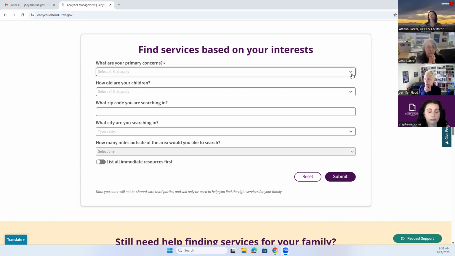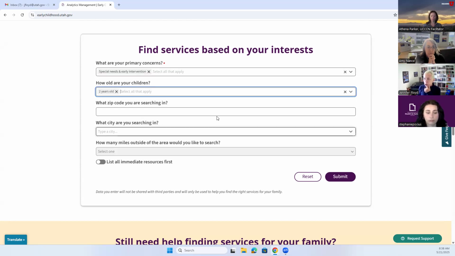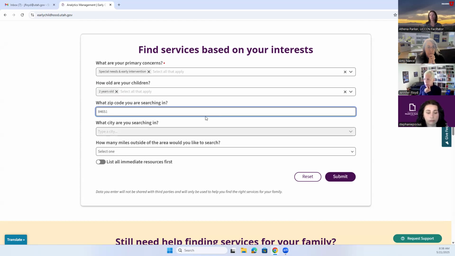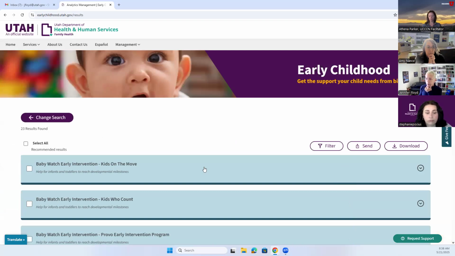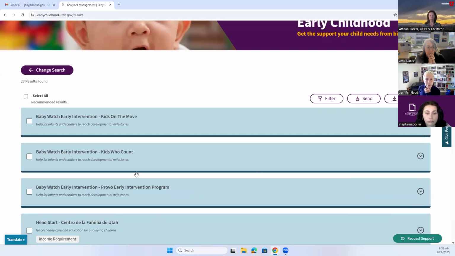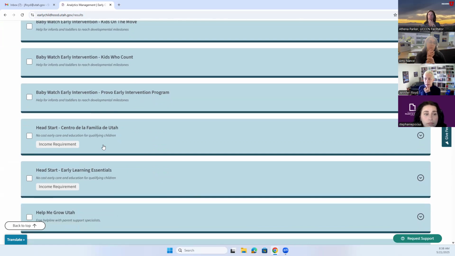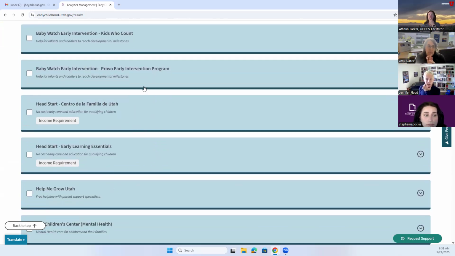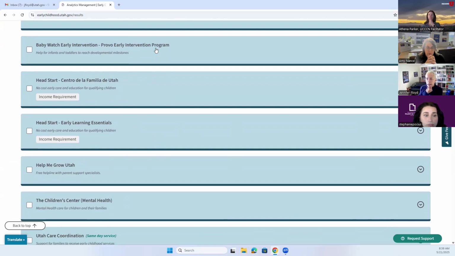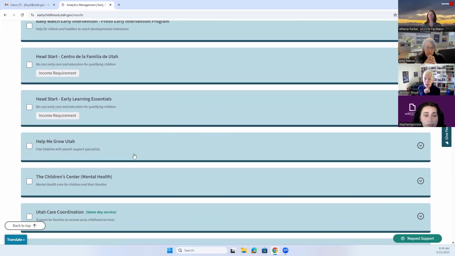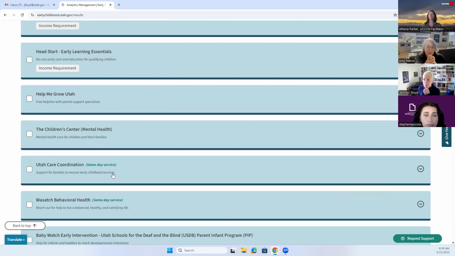So I'm going to just put in, for example, if you're looking for special needs and early intervention and you've got a child that's 2, well, I live in Payson and I don't like to drive, so I don't want to go anywhere outside of my area. Then what should pop up is the early intervention sites that work here in my area, of course, and then some other places that I might go for help. But hopefully the one that comes up very first is going to be the one that I ought to talk to first. And then Help Me Grow is on almost all of these because, of course, we know Help Me Grow is a great resource, and Utah Care Coordination is going to come up.